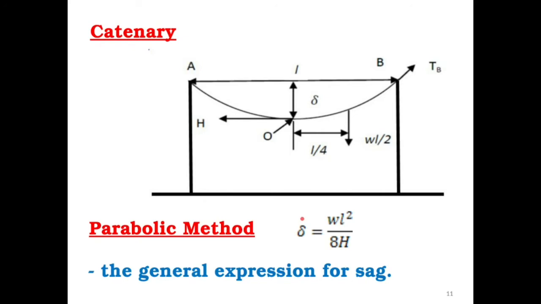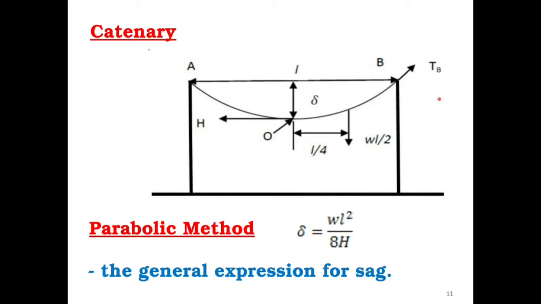Now, this formula was derived by considering the moments that happen. For example, what we see here is a conductor that is strung or suspended freely in between two supports A and B, and there is the lowest point of the conductor, which is denoted by O.